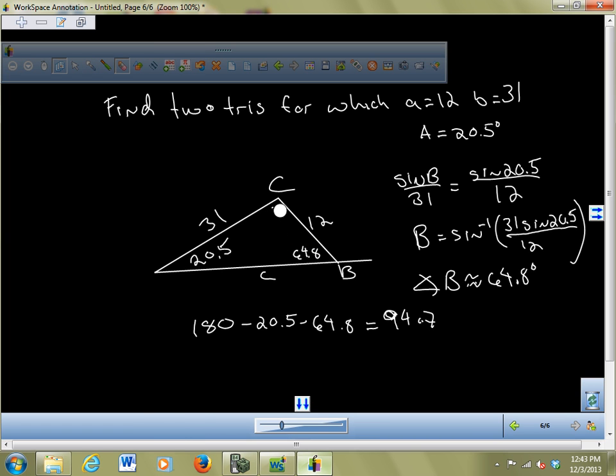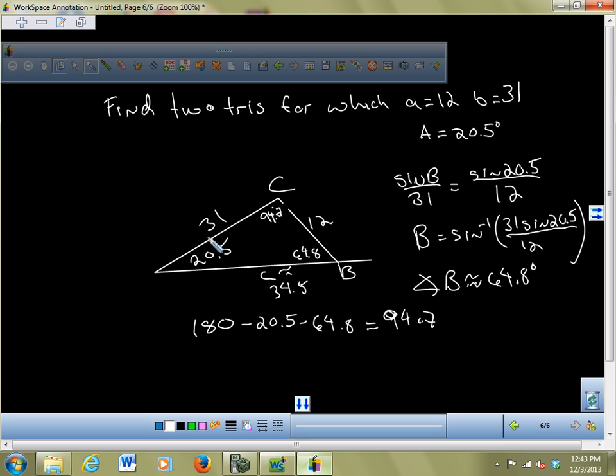So this angle is 94.7, and then this side comes out to be about 34.15. Now the other possibility is that this is an obtuse triangle.